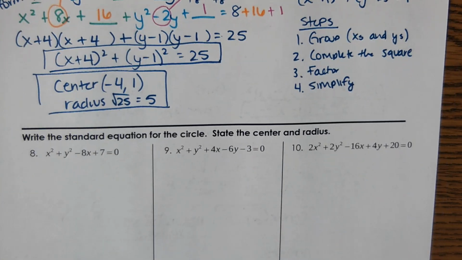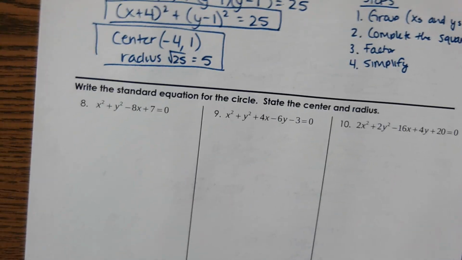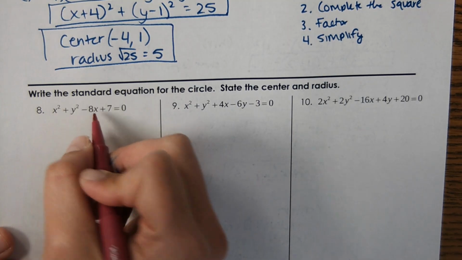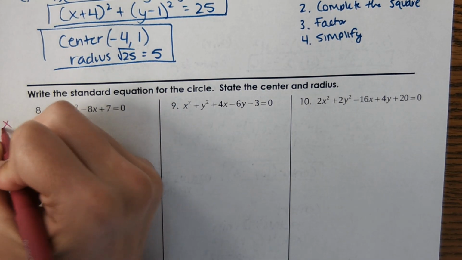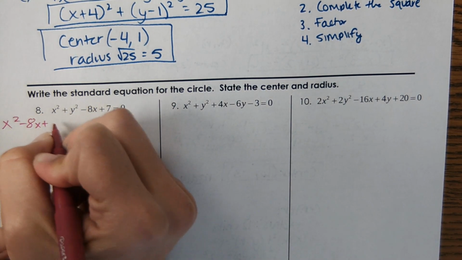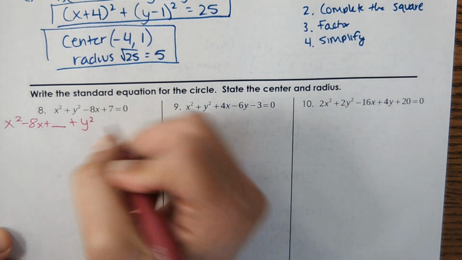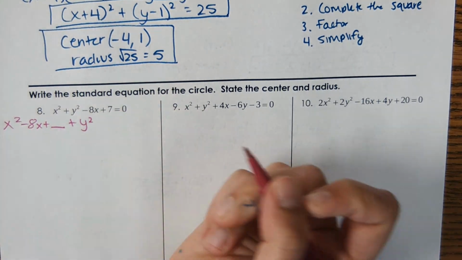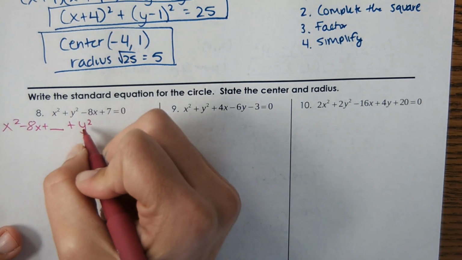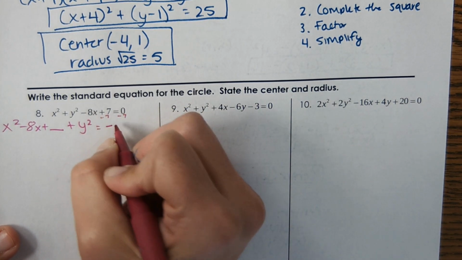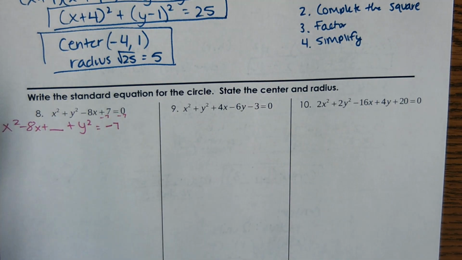Okay, so we're going to keep practicing. It'll start feeling easier after we get through a couple examples. So this first one right here, we're going to do the same thing. We're going to group the x's with the x's. X squared minus 8x plus blank plus the y's with the y's. In this case, it doesn't have another y term, so it's just y squared. That actually makes the problem easier. And then subtract the 7 from both sides, and it becomes negative 7 over here.